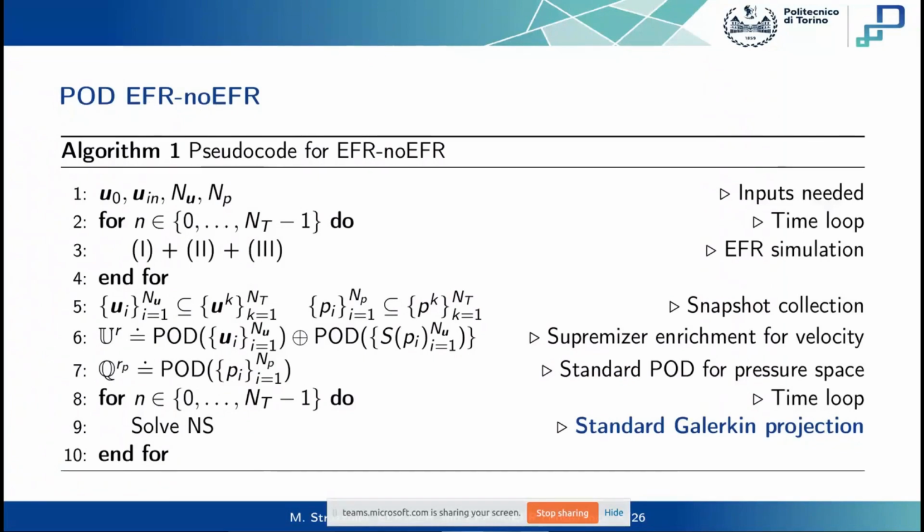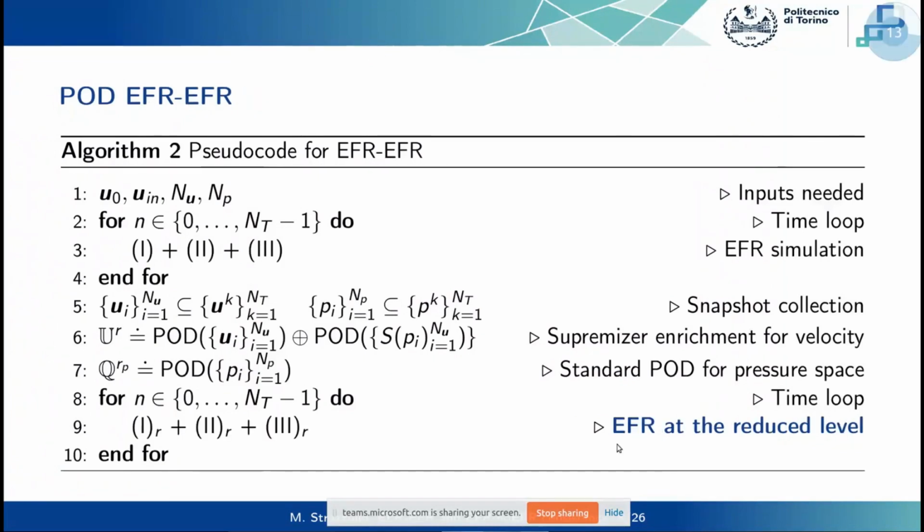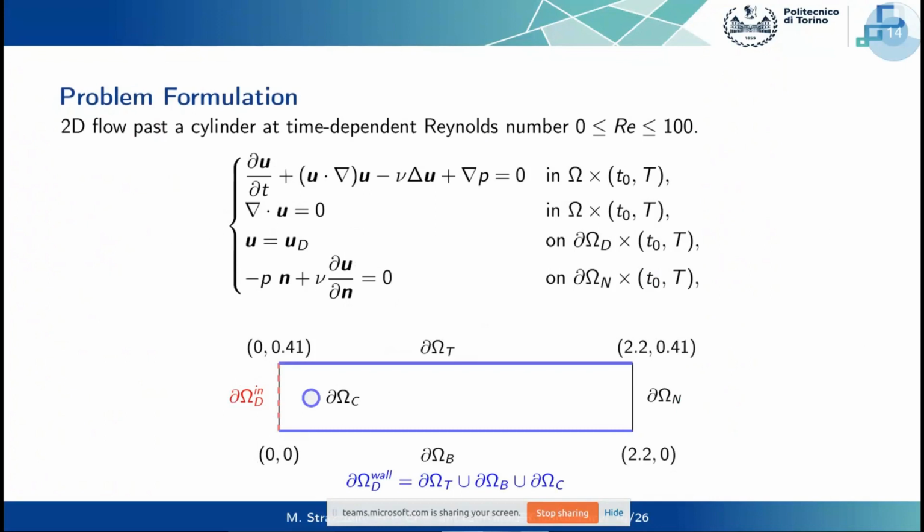But then you can choose also to regularize at the online phase, at the reduced level, and you have EFR, EFR. And as you can see, you apply the POD for all the variables, and in the end, you solve step 1 at the reduced level, step 2 at the reduced level, and step 3 at the reduced level. So now let's start with some numerical results to understand if it's beneficial or not to use this formulation.